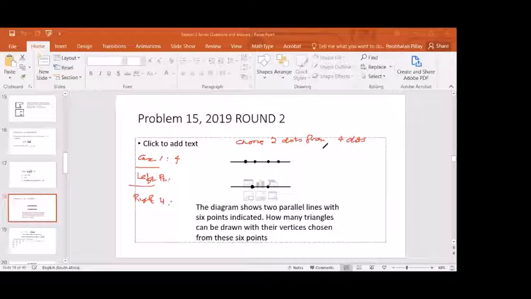Now how many ways can you choose 2 dots from 4 dots? Last week we answered precisely this question and the answer was 6. Right? I'm not going to go through that, but there's an easy way of doing it. It's 4 times 3 divided by 2. There was a formula which I did last week.